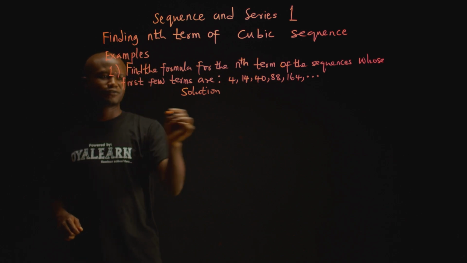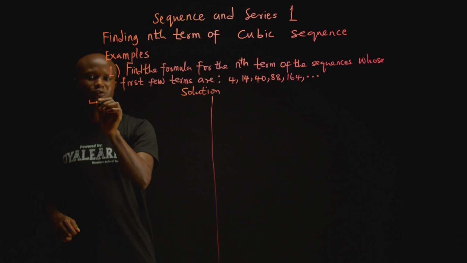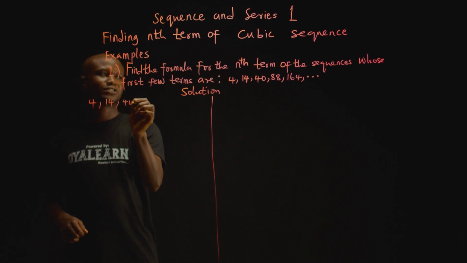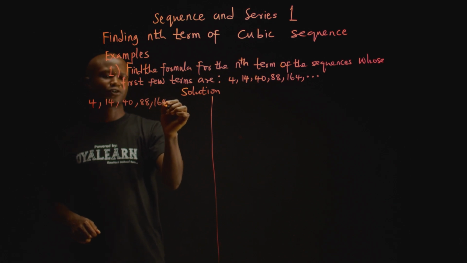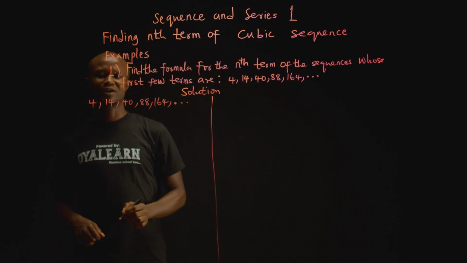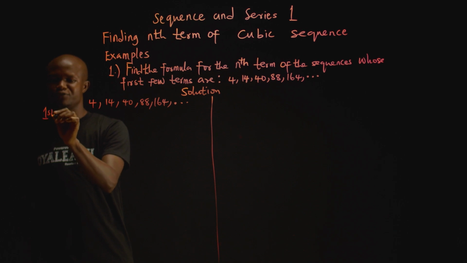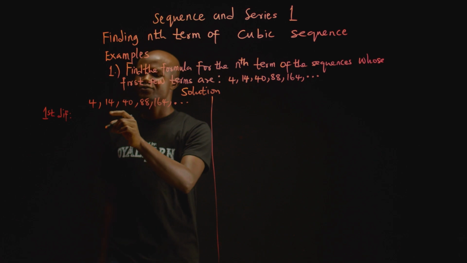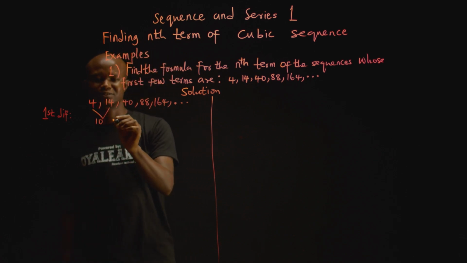Now we have 4, 14, 40, 88, 164, and we have 3 dots. So we need to look for the first difference. The first difference, 14 minus 4, that is 10.